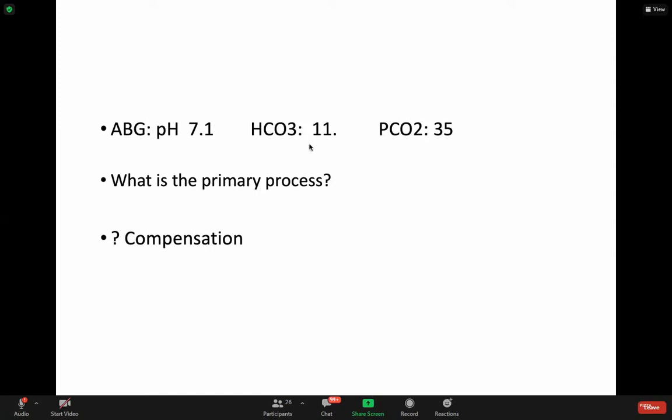الكومبنسيشن هنا نزل عندي 13 بوينت, صح ولا لا؟ وال 13 بوينت المفروض ينزل البي سي او 2 باي 13 في 1.2, المفروض ينزل 16 بوينت. كم البي سي او 2 عندي؟ 35. So this patient has high anion gap, metabolic acidosis, and respiratory acidosis. He has both metabolic acidosis and respiratory acidosis.